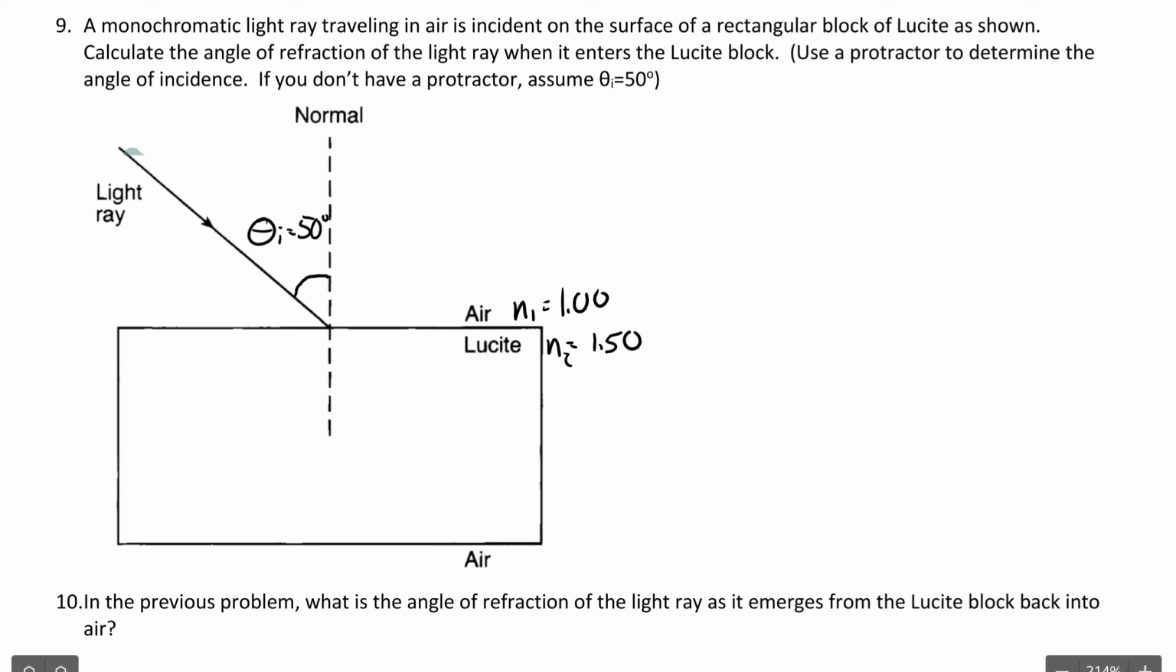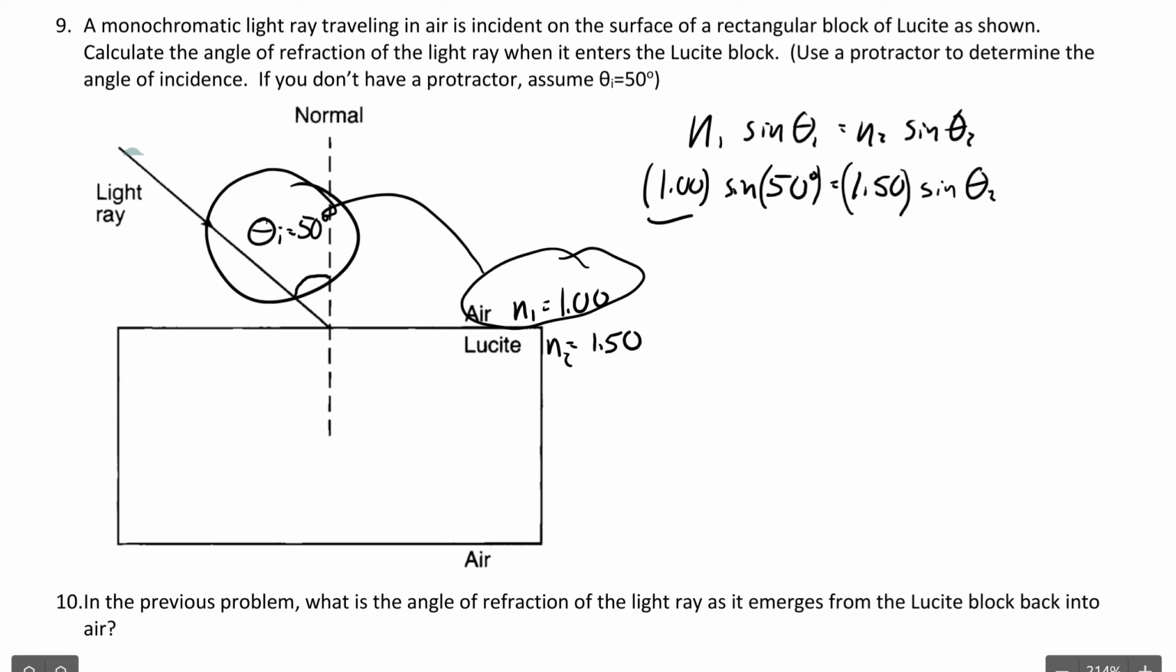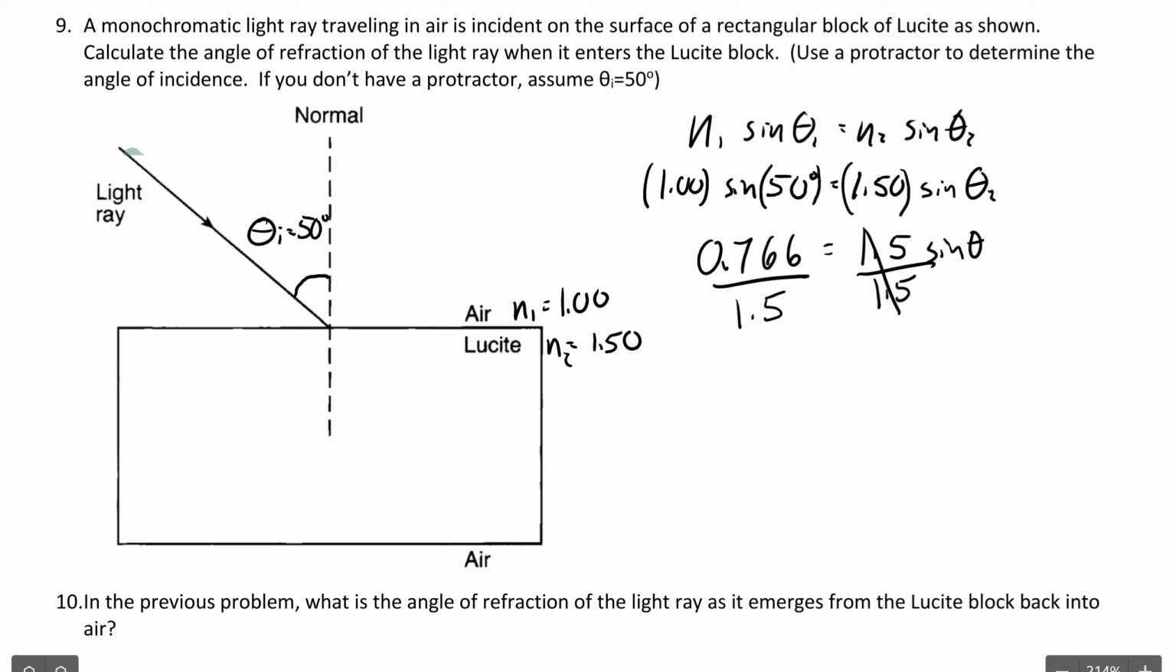So we'll write Snell's Law. We'll substitute in, making sure that the air matches with the incident, and the lucite matches with the angle of refraction, which is what we're looking for here. So they need to be on the appropriate sides of the equal sign. And we'll solve. So 1 times sine 50 is 0.766, and so on. That's equal to that. So you divide by 1.5. Try to keep it a long decimal in your calculator.